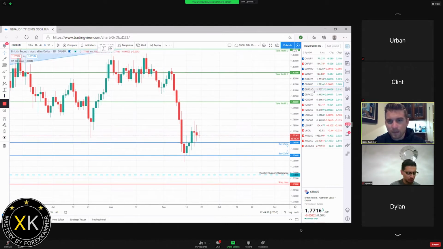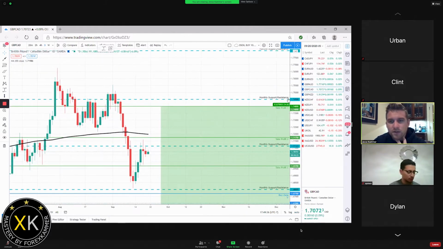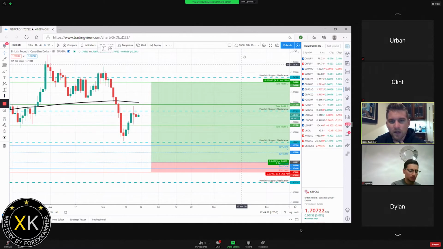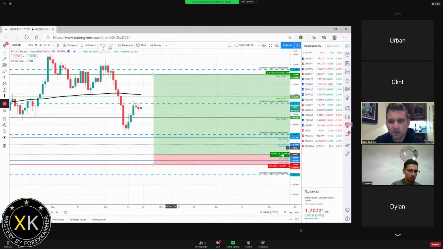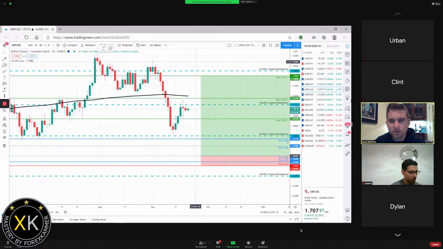Same thing's going to go with GCAD. Did want to buy this last week, never did. I have my buy zone all the way down here with some buy limits. A very tight stop loss if it does enter in that buy zone. If GA continues to be bearish, more than likely we're going to see GCAD also be bearish. I'm not going to really break down that pair.